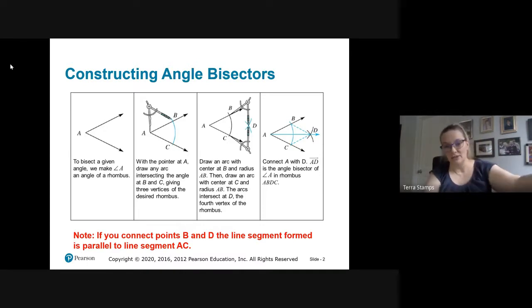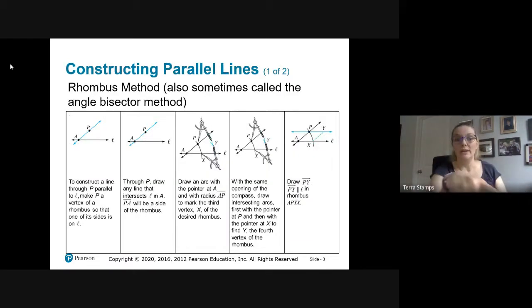Here we actually bisected the angle. So we made a line segment that split the angle into two pieces. Here, we didn't connect. See how we got that arc right there? We didn't connect that to A. If we connect that to A, there's your angle bisector. But we didn't. We connected it to P. So by connecting those two together, blammo, parallel lines. Got it? Cool.